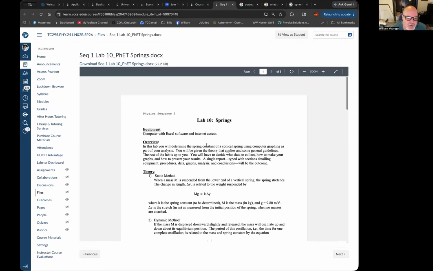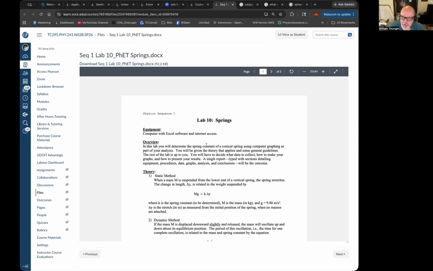It says, in this lab you'll determine the spring constant of a conical spring using computer graphing as part of your analysis. You'll be given the theory that applies and some general guidelines. The rest of the lab is up to you. You'll have to decide what data to collect, how to make your graphs, and how to present your results. A single report typed with sections detailing equipment, procedures, data, graphs, analysis, and conclusions will be the outcome.